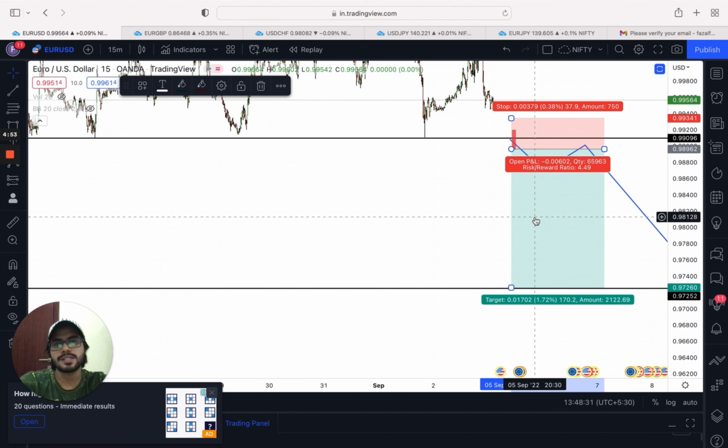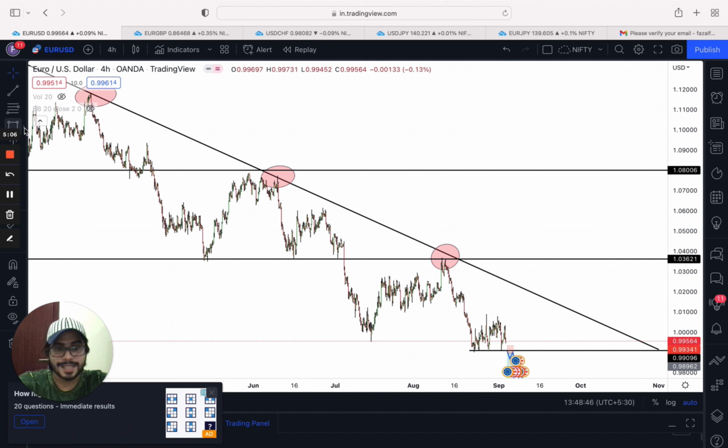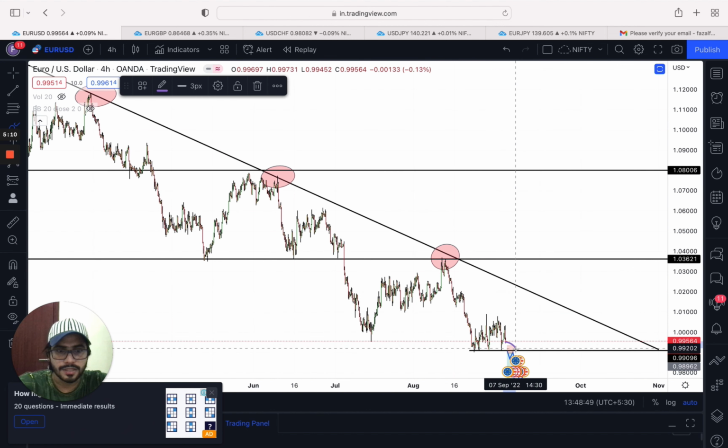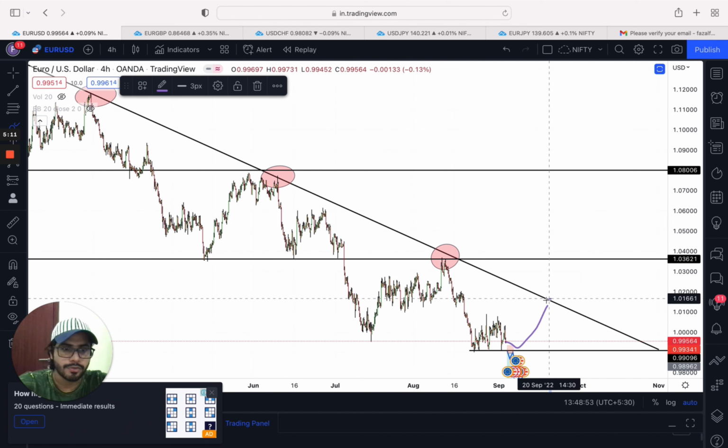Now what is the second opportunity in Euro USD? Let's see. The second opportunity is we have to see what happens. Sometimes there is a possibility of it taking support and going up. Okay, and from here we have to find some good setup. Yes, this I have more conviction for, for the target of this.